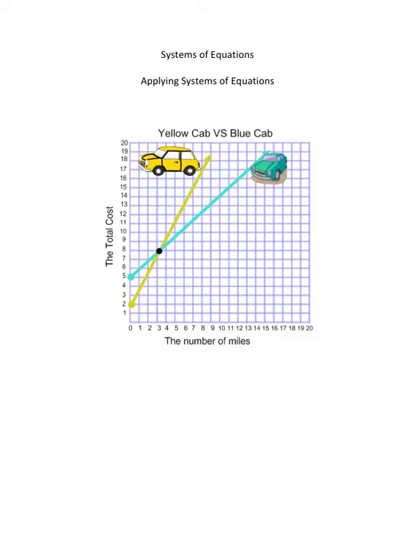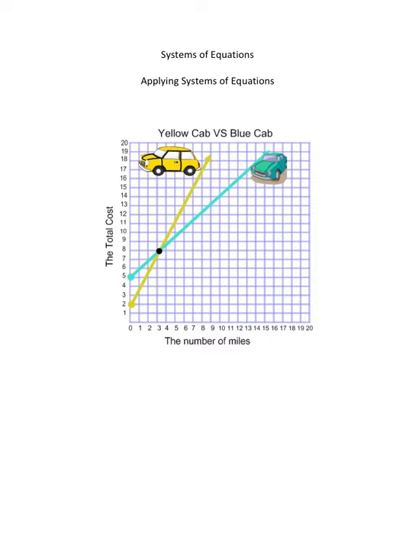Hey guys, so now we're going to look at how systems of equations look when you're looking at real life problems. And this image that you see with these two cabs, yellow cab versus blue cab, captures everything we're going to be talking about, which is looking at two situations and where they have a common value, a common amount. Like if you compare the yellow cab as a function of how many miles you ride in that cab, how much it costs you.